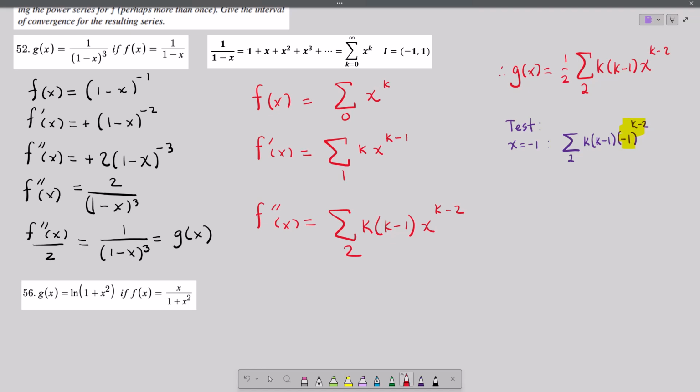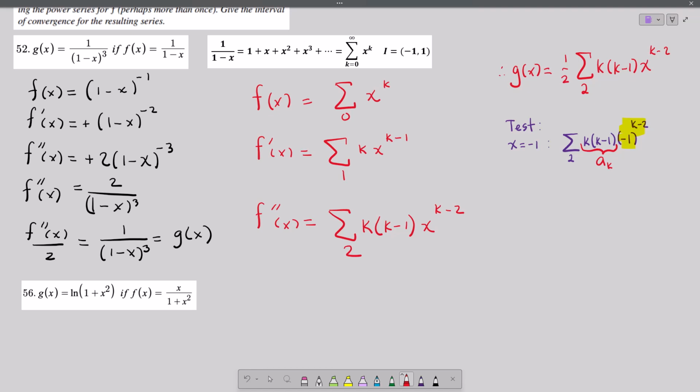With an alternating series, this part right here is the a sub k. Now, for an alternating series, the negative sign is not part of the a sub k. So that is a sub k. What is the limit of a sub k right there?